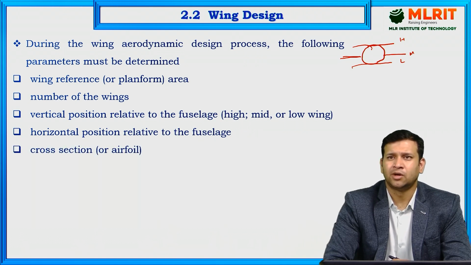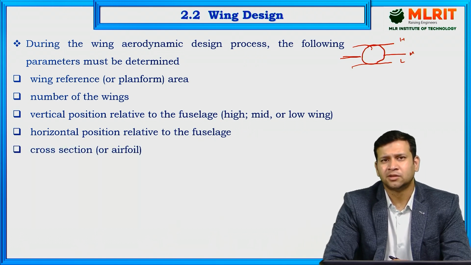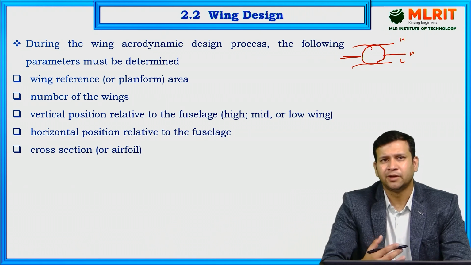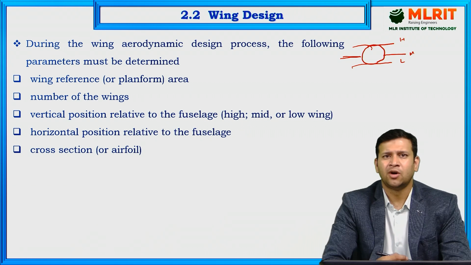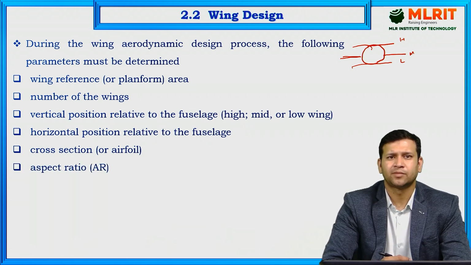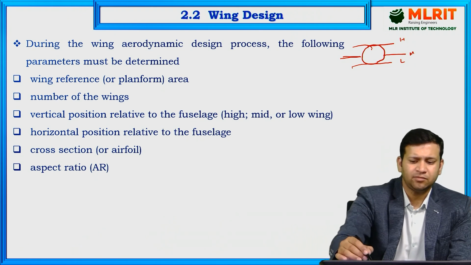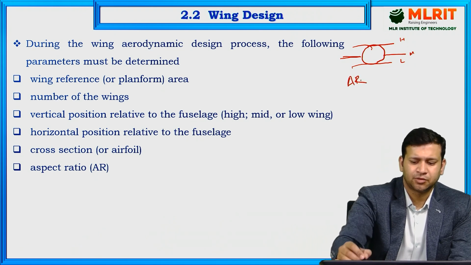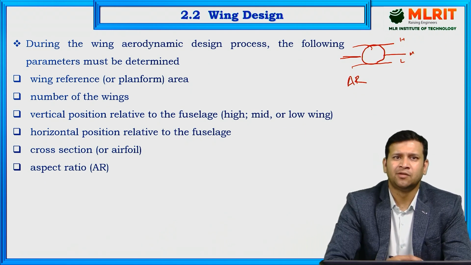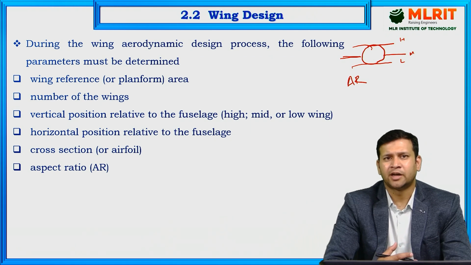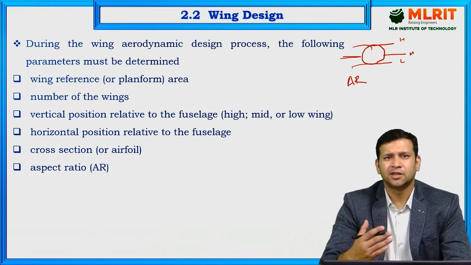Cross section, what kind of airfoil combination the wing will have, whether it will be NACA 4 digit, NACA 5 digit, NACA 6 series, or any other configuration. Even that is dependent upon the design requirement. Aspect ratio, again we should know what aspect ratio is, because it directly affects the performance of the aircraft. As the aspect ratio is less, it will have good maneuvering capability, and if aspect ratio is increased, there will be a compromise in the maneuverability of the aircraft.